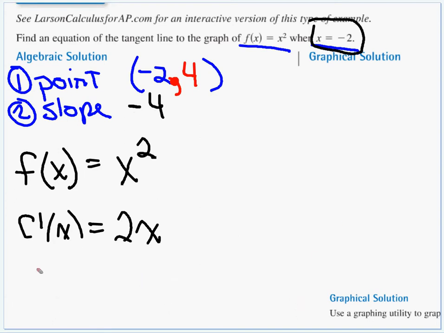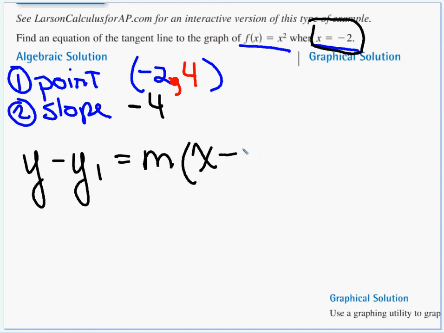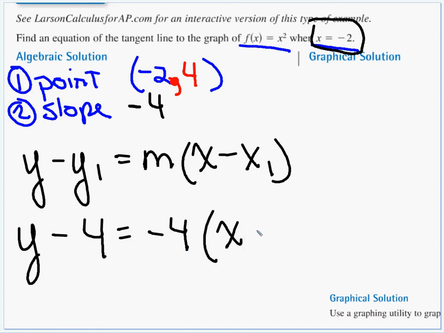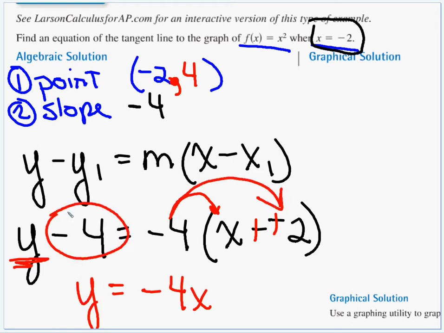All right. We can now come up with our tangent line. y minus y1 equals m times the quantity x minus x1. And we plug in the stuff we have. y minus 4 equals slope -4 times x minus -2. Minus the negative will turn that positive. So over here, we're going to have y equals, distribute, -4x. And when we distribute here, that will be a -8, but we're going to add 4 more. So that'll be -4.